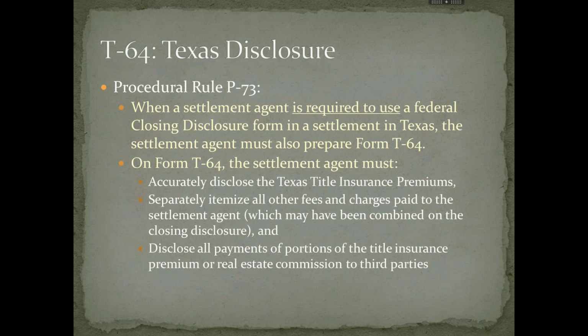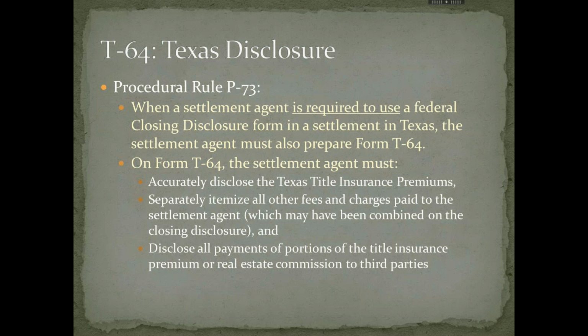Provided that you're entering your premiums and endorsements correctly in the premium screen, this is not something you're going to have to override manually. Now, the second one that's required is to separately itemize all other fees and charges paid to the settlement agent, which may have been combined on the closing disclosure. So this is not common at Capital Title, right? Because we have all our fees pretty much split out, right? Our tax certificate fees on a separate line, our escrow fees on a separate line, our e-recording fees on a separate line. So this isn't something that you're really going to have to worry about here at Capital Title.